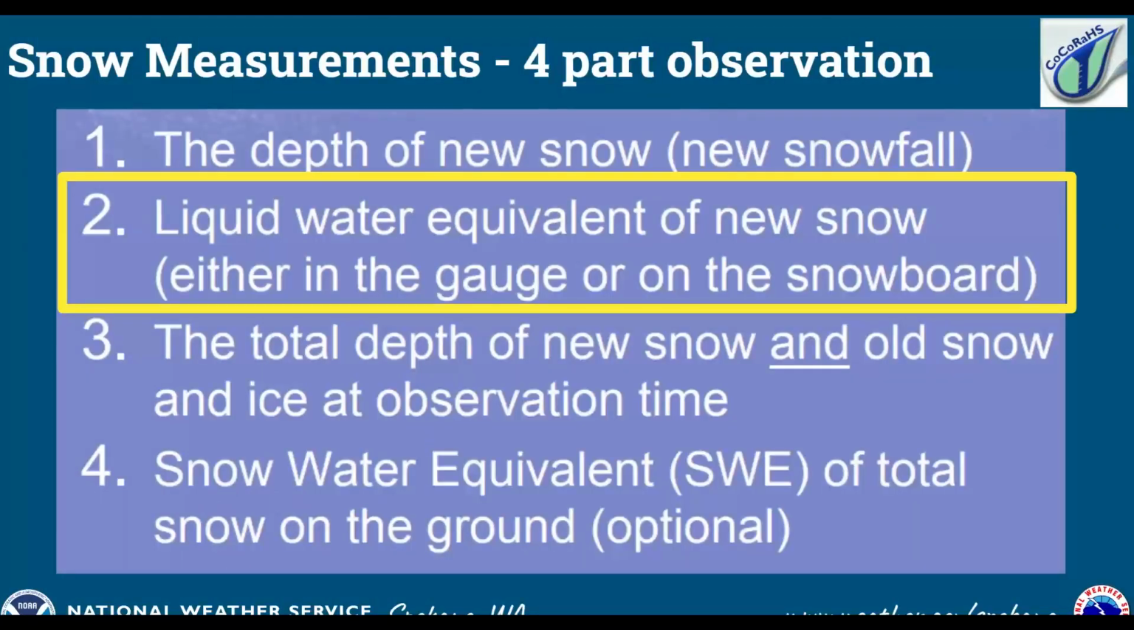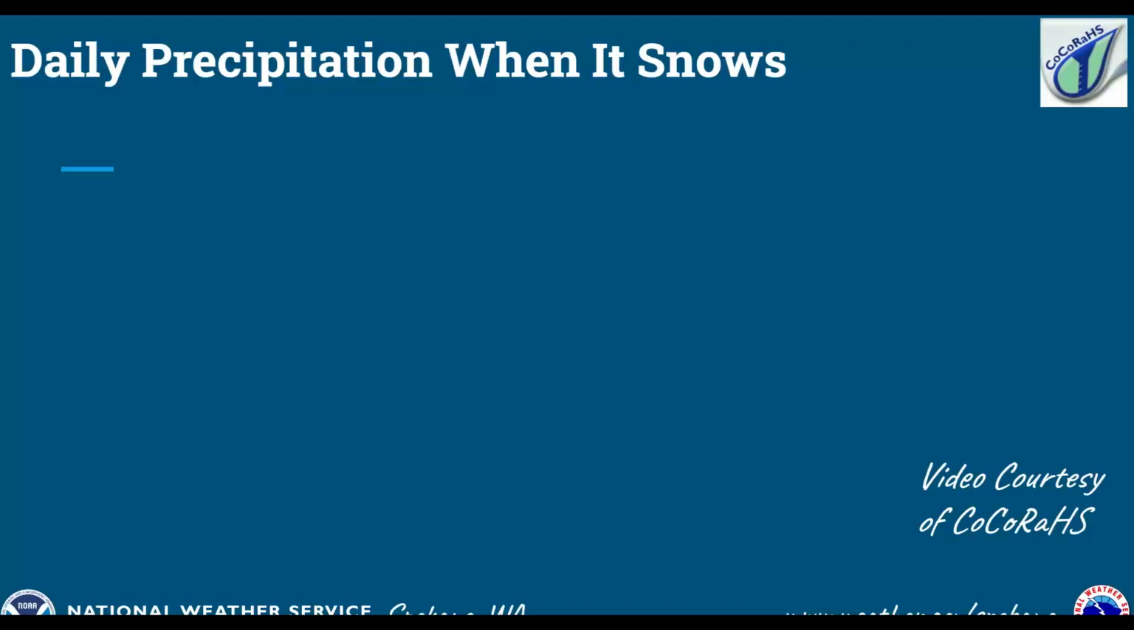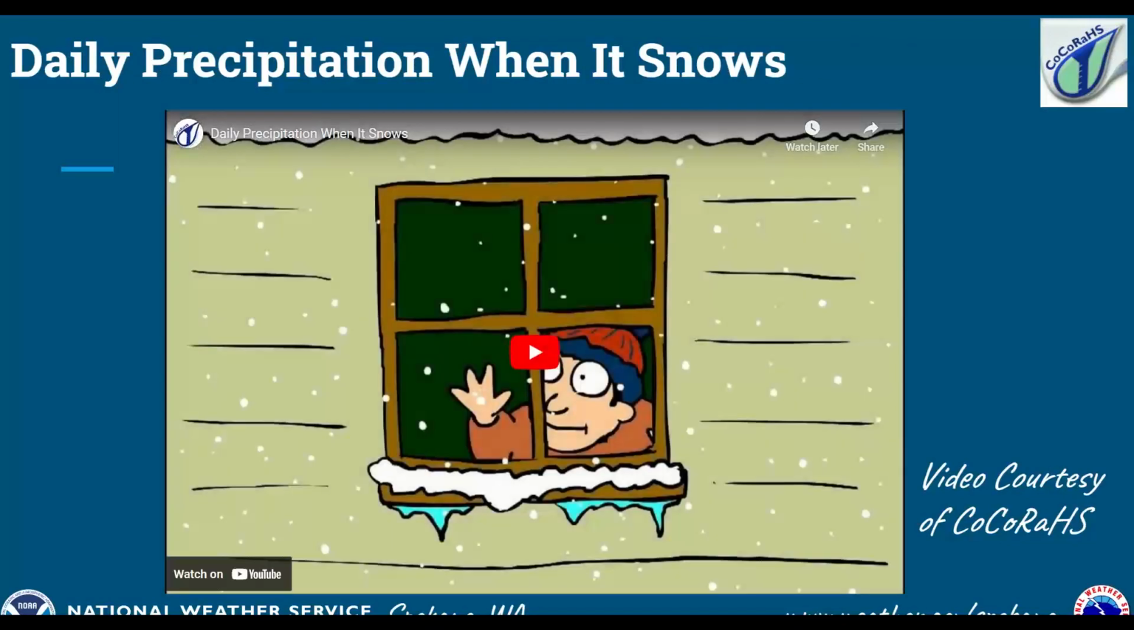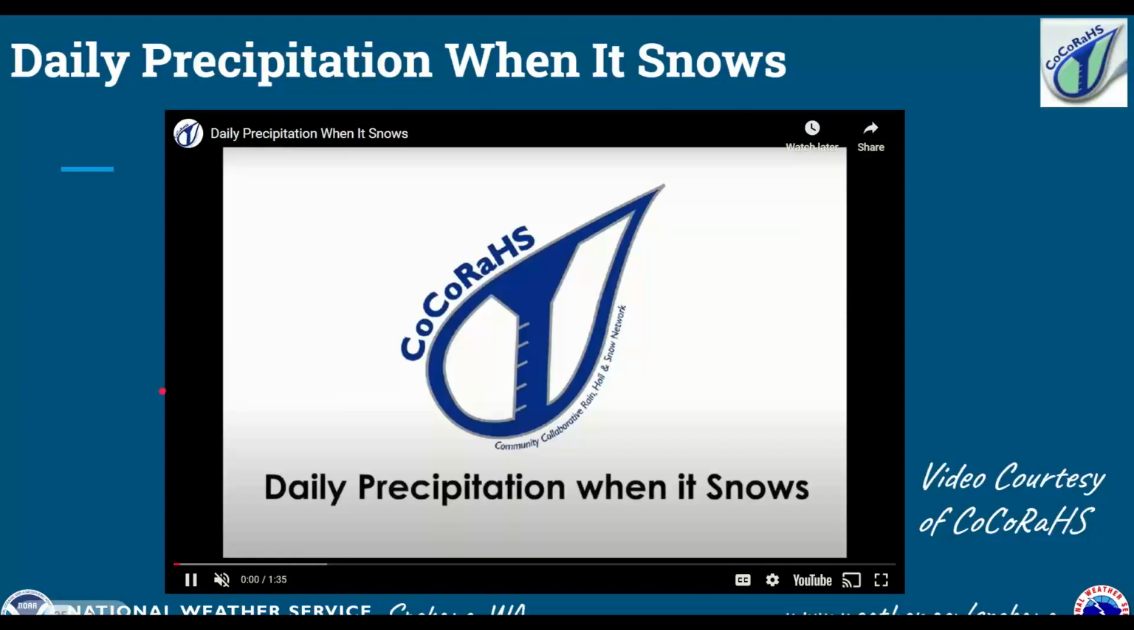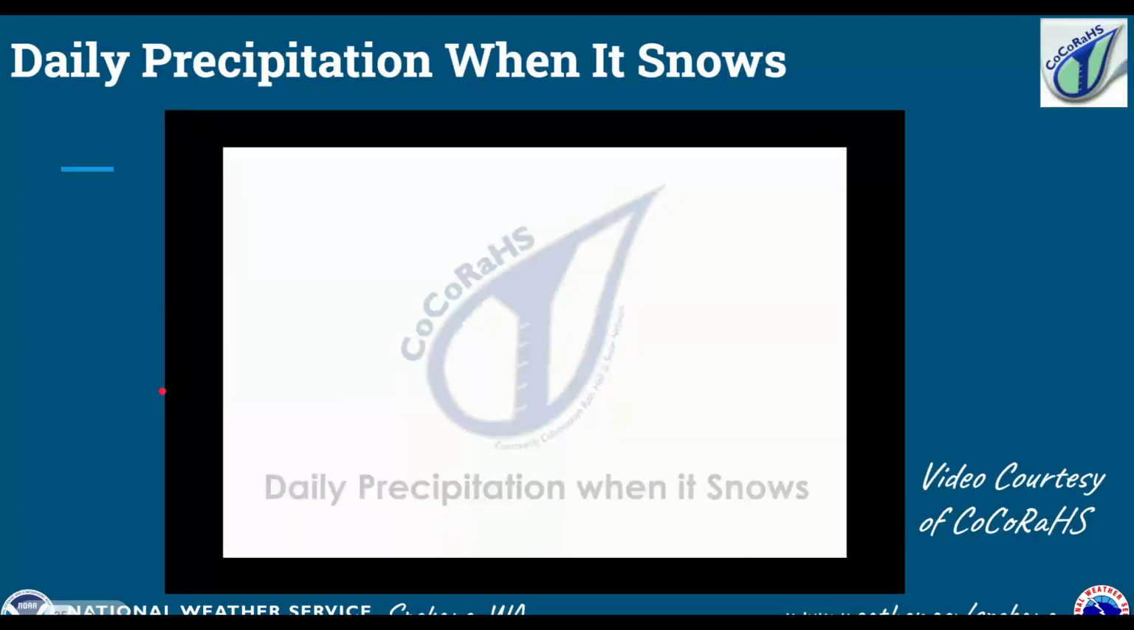Now, the next measurement has to do with the liquid water equivalent of the new snow. So it's the liquid that fell in the snow. It can be from the gauge or what was on the board, because they should be very similar. So here is another little video short that talks about how to measure precipitation when it snows.